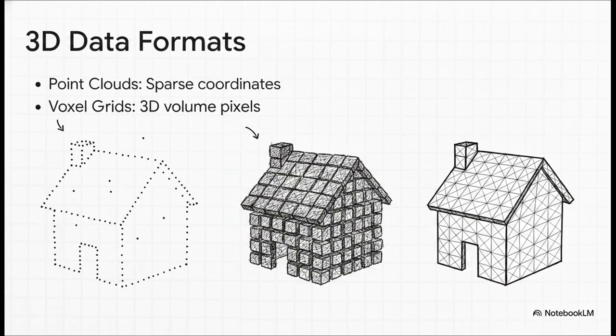Next, voxel grids. Think of these as basically Minecraft. They mathematically slice 3D space into regular tiny cubes, or volume pixels. This is highly structured but eats up a massive amount of computer memory. Finally, meshes. These are the hollow triangular wireframes you see in modern video games. They create highly compact, renderable surfaces and are the absolute gold standard for computer graphics and virtual reality.